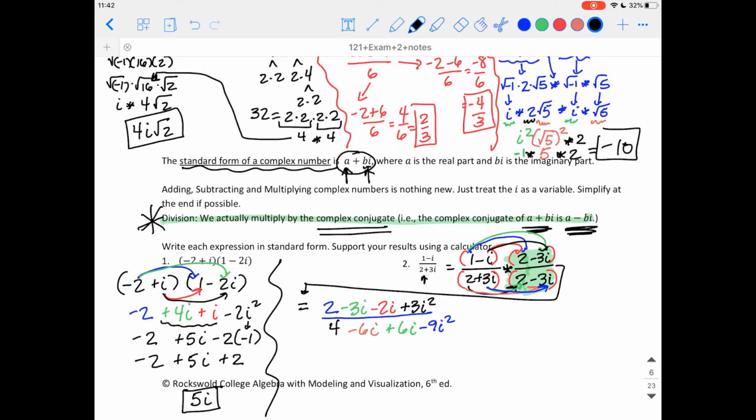And now we just simplify. So this is going to be on the numerator. The 2 doesn't combine with anyone yet. But the minus 3i and the minus 2i becomes minus 5i. And then this is going to be plus 3 times, and I can't forget that the i squared is negative 1. Now in the denominator, I'm going to have 4. And then the minus 6i and the plus 6i simplify to 0. And the minus 9i squared is going to be negative 9 times i squared, which is negative 9 times a negative 1.